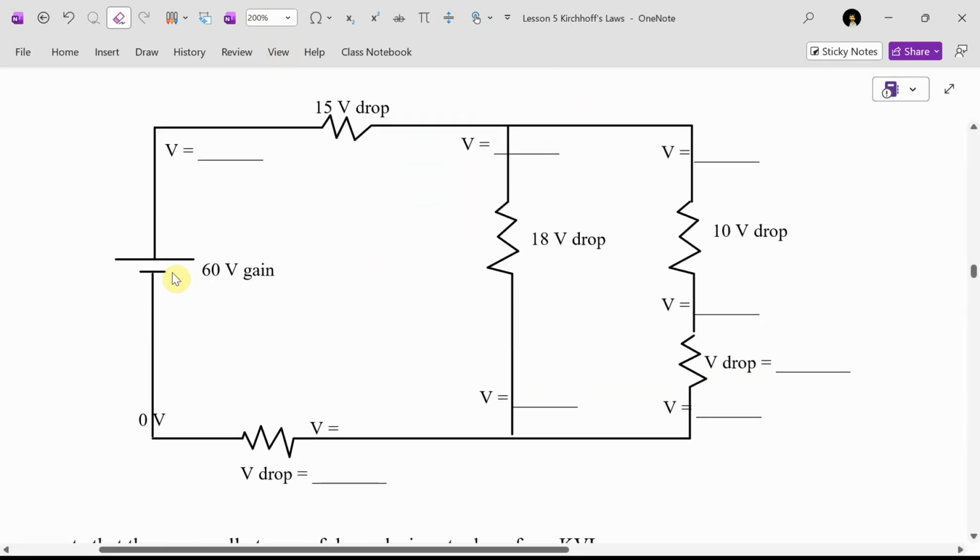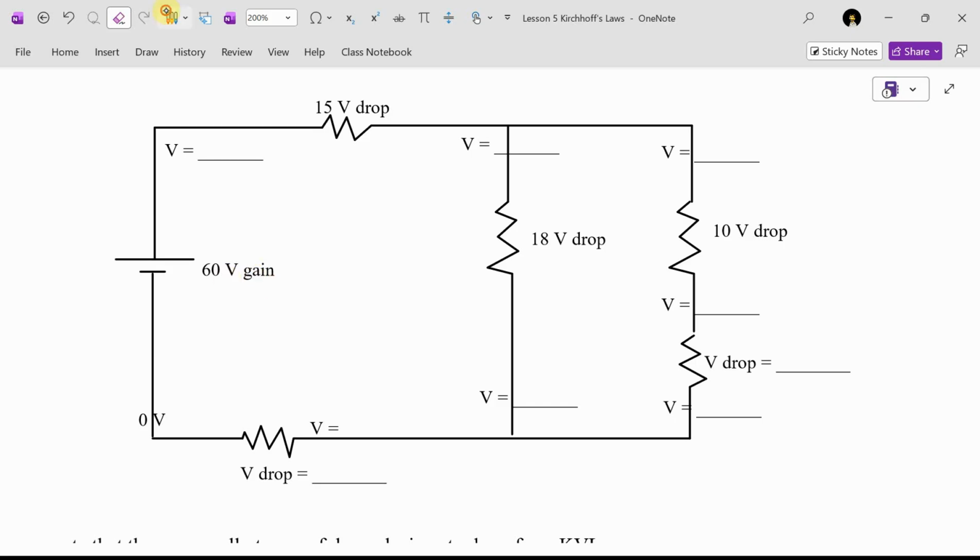Now, do I have one more? No, good. We're labeling everything. Eventually, we're going to just label the battery and the resistors and the chairlift and the ski runs. We don't need to label the flat areas. But Owen, let's do one together.